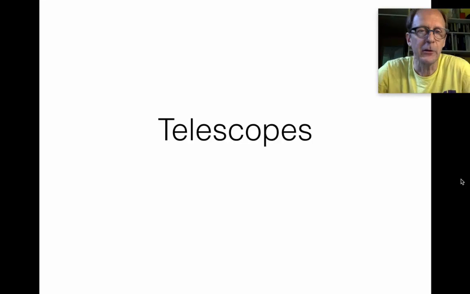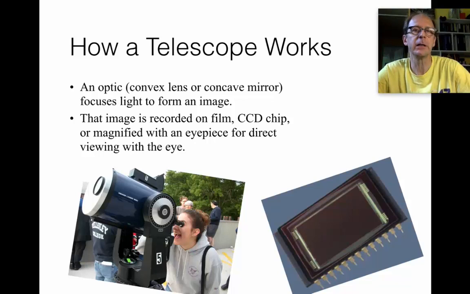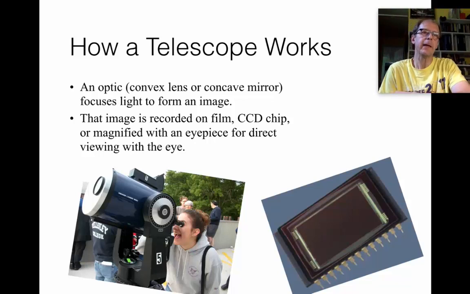Today's topic is telescopes, obviously a subject of great importance in astronomy. The basic idea of how a telescope works is that you have to have some kind of optic, either a lens or a mirror, that will focus light and make it come together, make it converge to make an image. So that would be either a convex lens or a concave mirror. That image is then recorded on film or a CCD chip or sent into an eyepiece for you to directly put your eye and look at it.